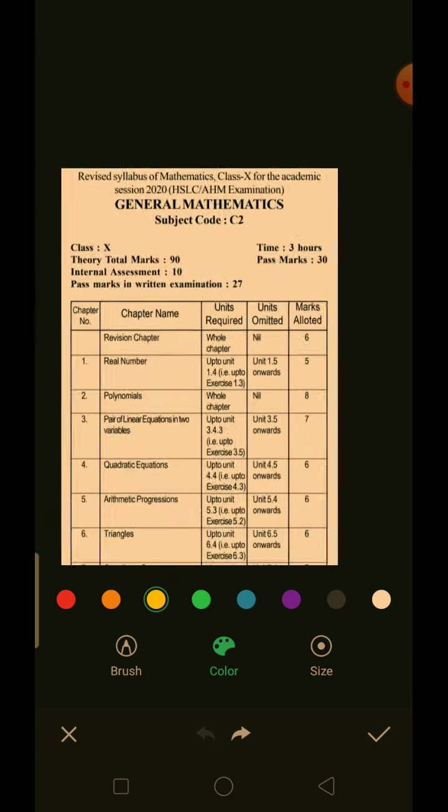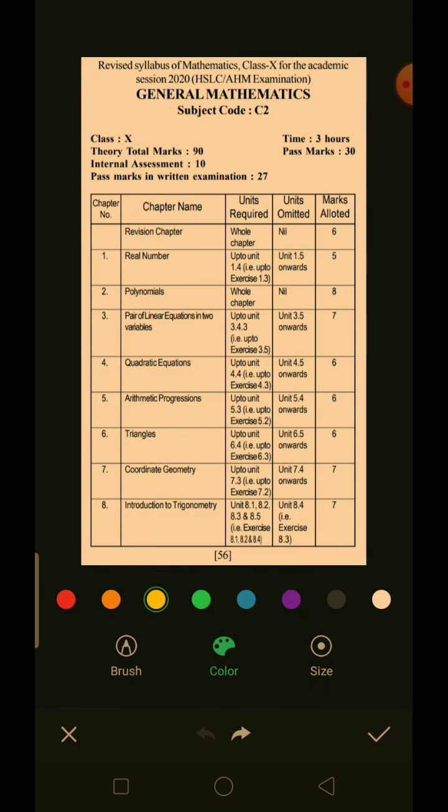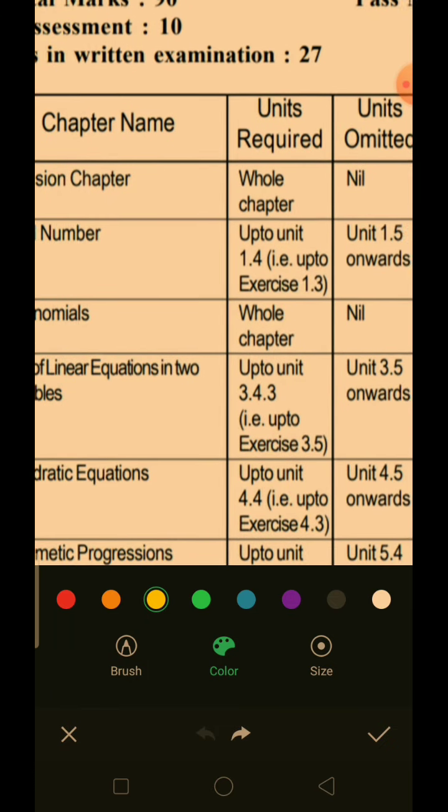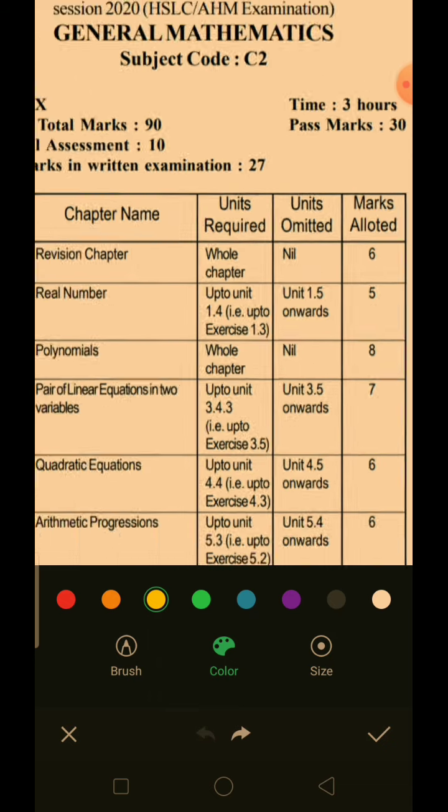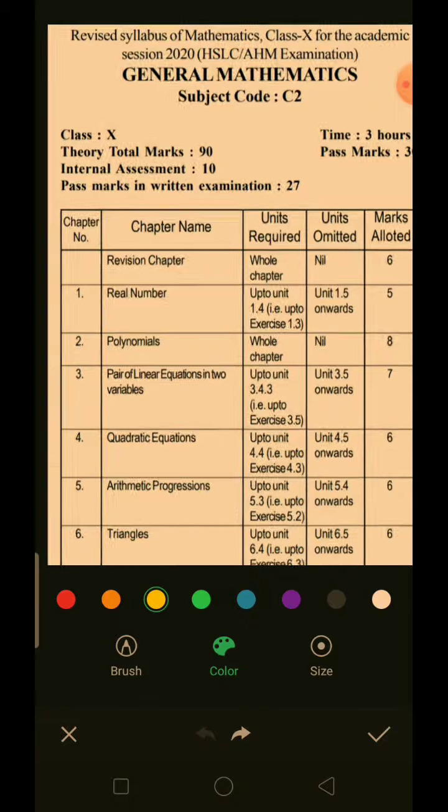So moving on, we look at the new chapter that has been introduced from this year, and that is the revision chapter. That unit is included. You need to study this unit because no units have been omitted, nil units have been omitted, and your mark allotment is 6 marks. Moving on, you have the first chapter, real numbers.